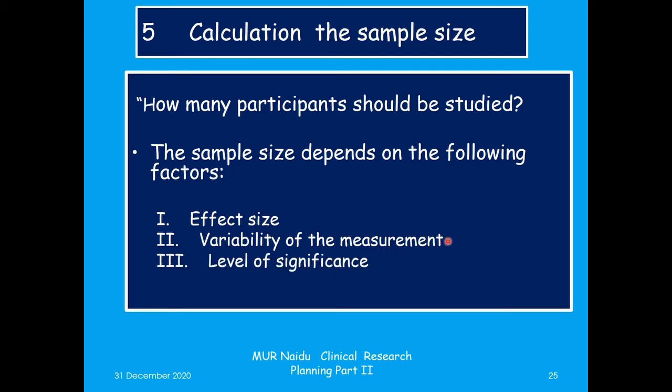Level of significance is very important. If the level of significance is very high, naturally you need a large number of samples. And the fourth one is the power of the study. So effect size, variability in the measurement, level of significance, and power of the study, these are very important in calculation of the correct sample size.